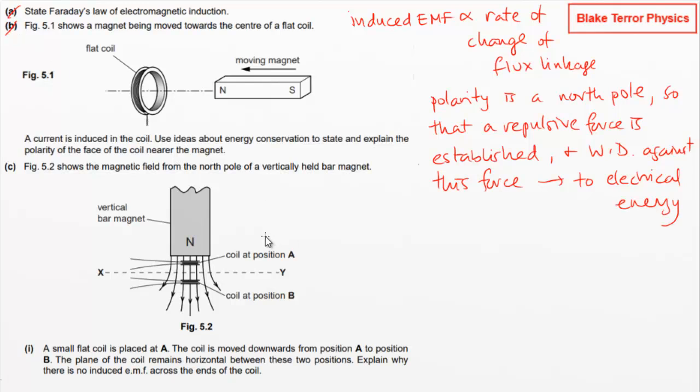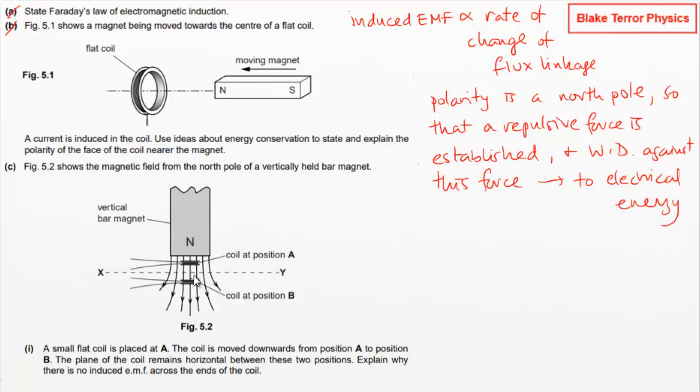Figure 5.2 shows the magnetic field from the North Pole of a vertically held bar magnet. The small flat coil is placed at A. It's moved downwards from position A to position B. I just slid it straight down from top to bottom. The plane of the coil remains horizontal between these 2 positions. Explain why there is no induced EMF across the ends of the coil.